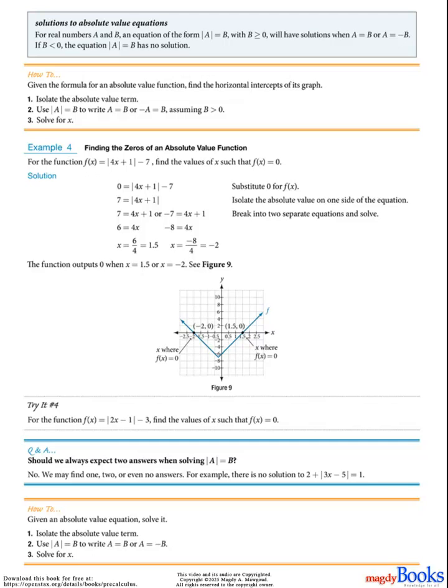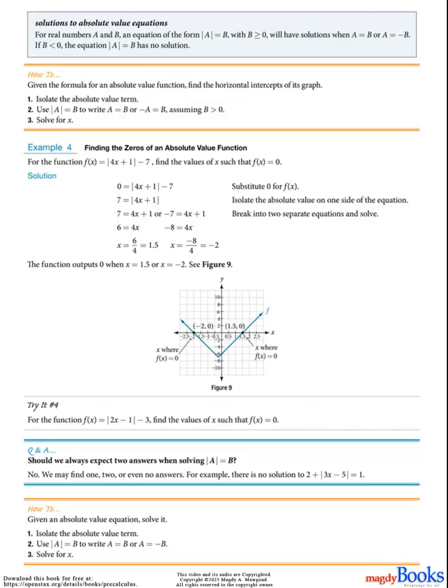How to: given the formula for an absolute value function, find the horizontal intercepts of its graph. 1. Isolate the absolute value term. 2. Use the absolute value of a equals b to write a equals b, or negative a equals b, assuming b is greater than 0. 3. Solve for x.